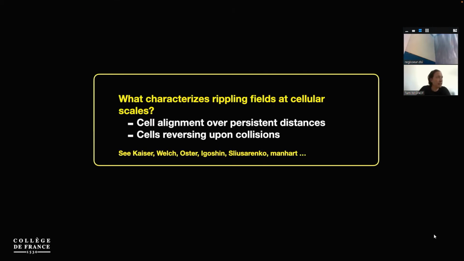Okay, so the cells are exceptionally well aligned in those rippling areas. And as we've seen in the previous experiment, the cells tend to reverse upon collisions. Note that these observations had already been made by a series of authors, whose names are listed on the slide, with a significant difference: they proposed that specific pole-to-pole collisions that occur during rippling, mediated by specific receptors, could be important for signal exchange leading to the rippling pattern.